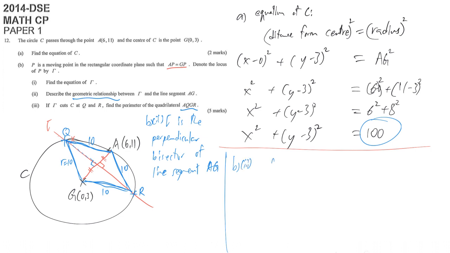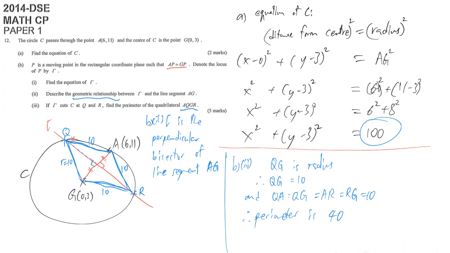First, we know that QG is a radius. Therefore, QG equals 10. And then we know the fact that QA equals QG equals AR equals RG equals 10. You don't need to prove because only 2 marks here. Don't spend too long here. Therefore, the perimeter is 40 units. Finish.